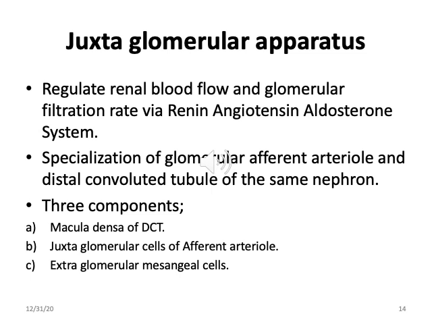The juxtaglomerular apparatus regulates the renal blood flow and glomerular filtration rate via the renin-angiotensin-aldosterone system. It is a specialization of the glomerular afferent arteriole and the distal convoluted tubule of the same nephron. The juxtaglomerular apparatus has three components: macula densa cells of the distal convoluted tubule, juxtaglomerular cells of the afferent arteriole, and extraglomerular mesangial cells.